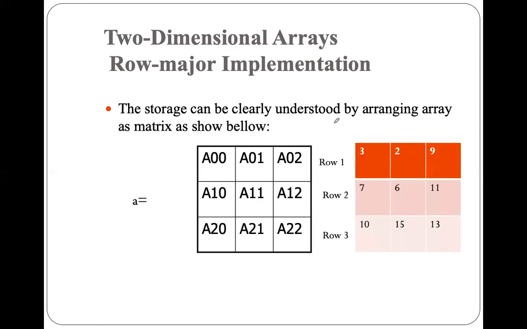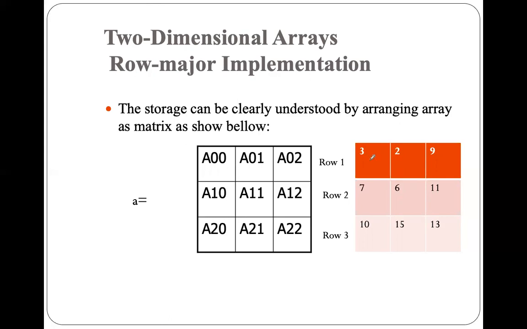So for two-dimensional arrays, the storage can be clearly understood like this. This is row 1, this is row 2 and this is row 3. That means the 0th row, here everywhere 0 0 0, and this is 1 1 1 and this is 2 2 2. Here I have taken one example. Suppose a 3 by 3 array, 3 rows and 3 columns.